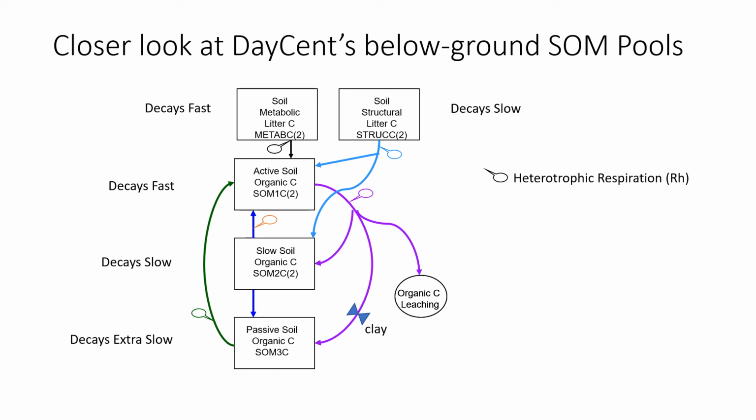And the way that carbon gets into the passive pool is it gets sorbed to clay particles, and that carbon is protected against microbial attack. So that becomes protected. And the amount of protection increases with soil clay content, at least in the way the Century model works.